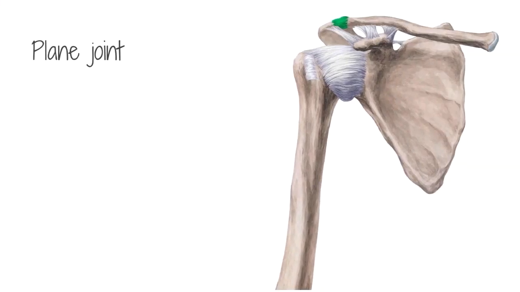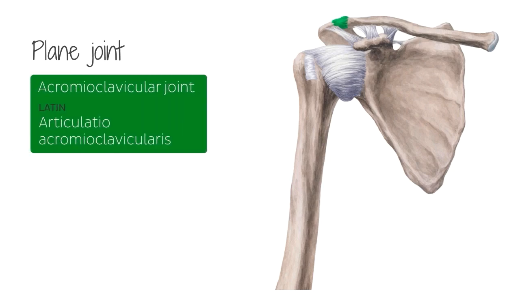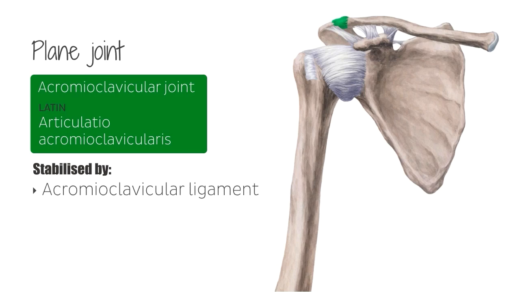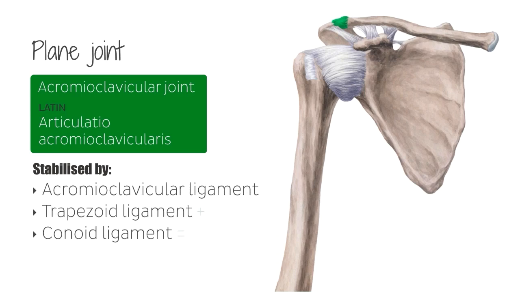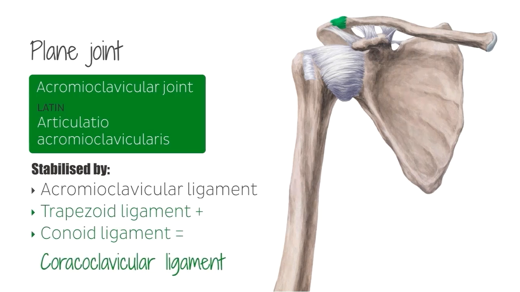The acromioclavicular joint is also a joint of the shoulder girdle, and as the name suggests, it is formed between the acromion of the scapula and the lateral end of the clavicle. The acromioclavicular joint, also known as the AC joint, is a plane synovial joint. This joint can be easily palpated, and it is stabilized by 3 ligaments, namely the acromioclavicular ligament, the trapezoid ligament, and the conoid ligament. Note that the trapezoid and conoid ligaments are collectively known as the coracoclavicular ligament.